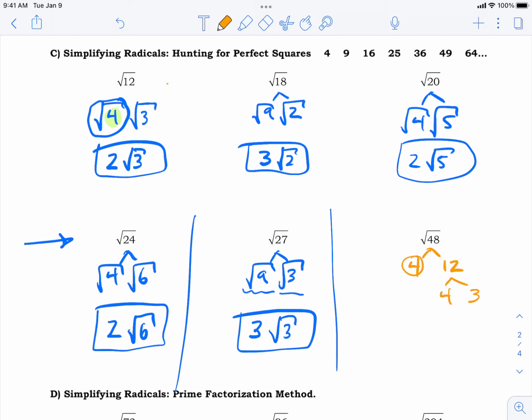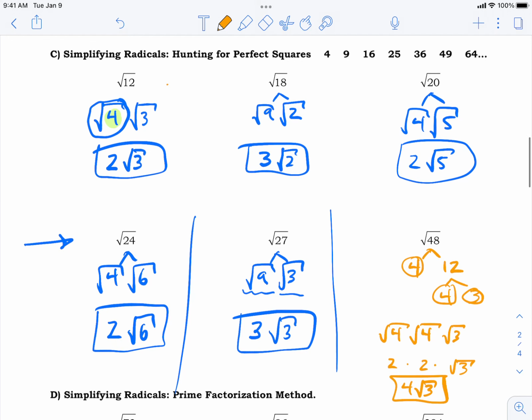So I got a 4, I got a 4, I got a 3. 48 is 4 times 4 times 3. So I've got a radical 4, a radical 4, and a radical 3, all multiplied together. The radical 4 is a 2. The radical 4 is a 2. The radical 3 is a radical 3, all multiplied together. And so what I've got is a 4 radical 3, which is the same answer as we got the first way. Okay, so sometimes I call this the tree method or whatever. You can just kind of break it up like that if you want.